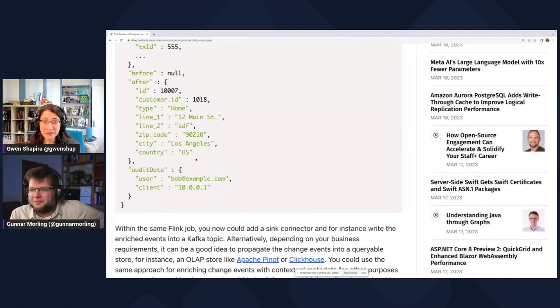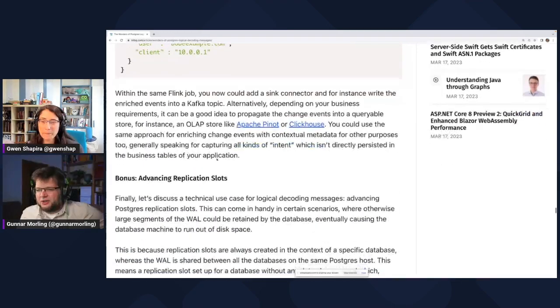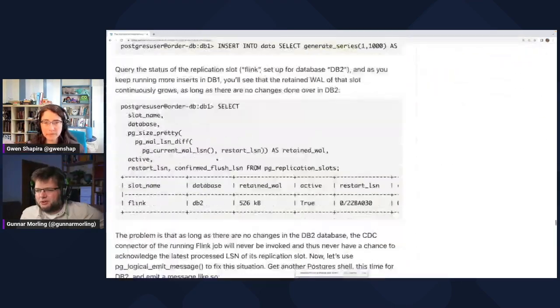So do you want to share the last use case? It is a bit advanced. Do you want to hear about it? We can talk about it. Yeah, let's do it.